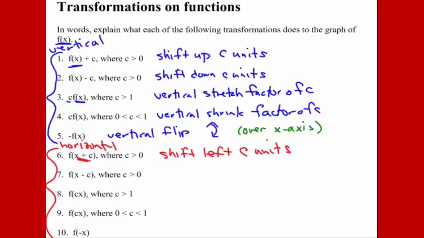Now we're subtracting c from x. We're going to shift right c units. Now since we're dealing with horizontal functions, when we multiply our c with x, and c is greater than 1, this is going to give us a shrink horizontally by a factor of c, which means you're going to come towards the y-axis.